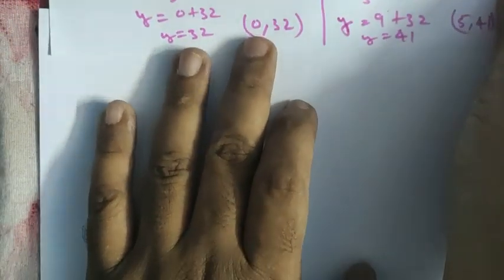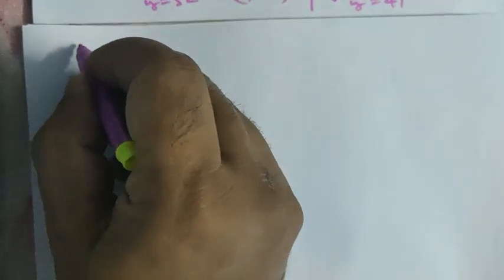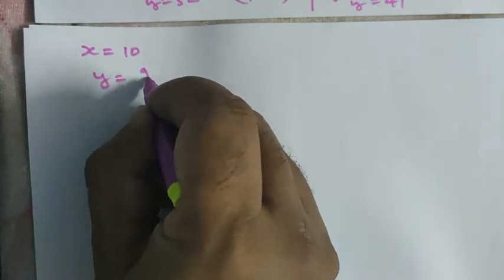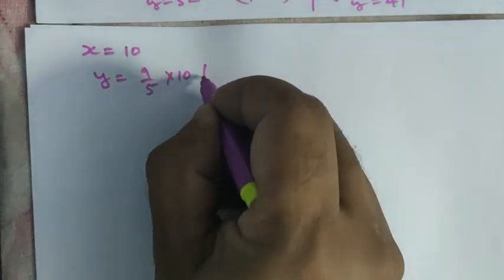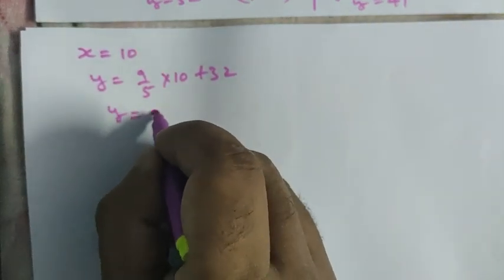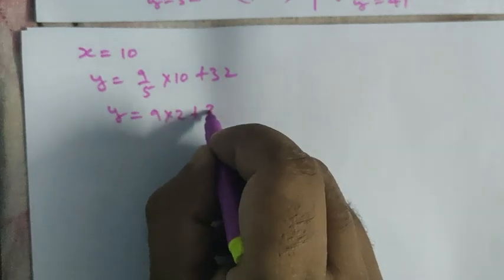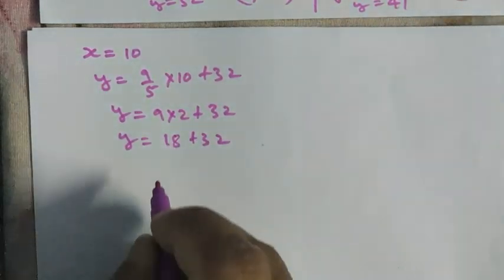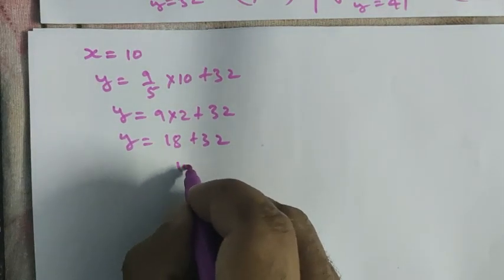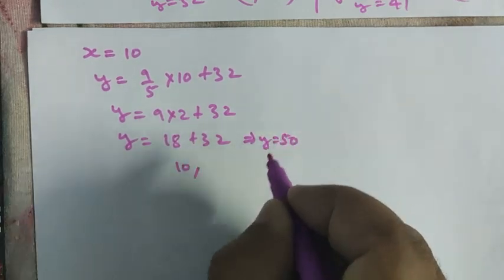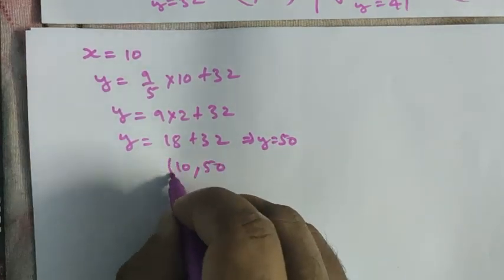Now the third solution pair. For the third solution pair, let x equal 10. So y will be equal to 9 upon 5 into 10 plus 32. So 10 upon 5 is 2. Y equals 9 into 2 plus 32, that is y equals 18 plus 32. The third pair will be for x equals 10, y equals what? 50. So here 10, 50 will be the third pair.